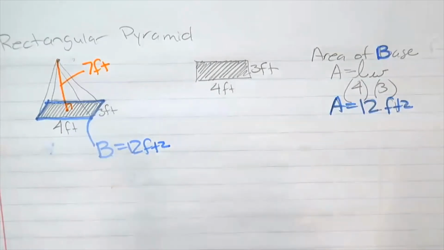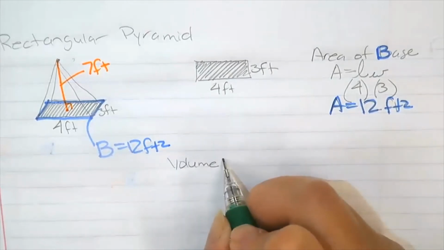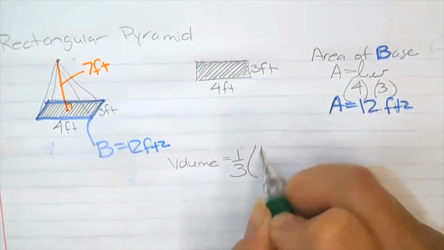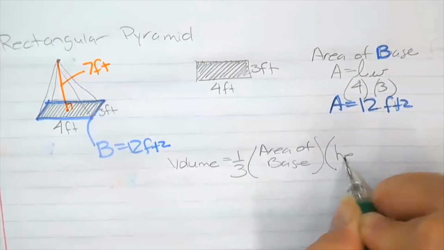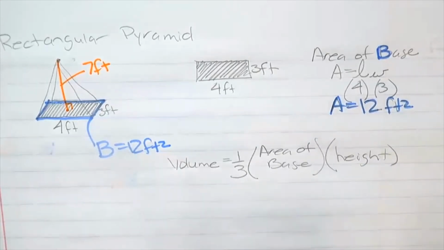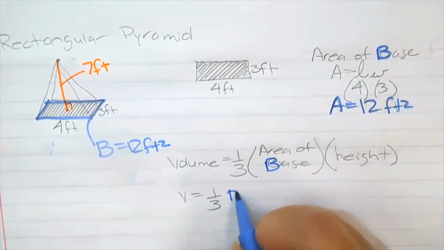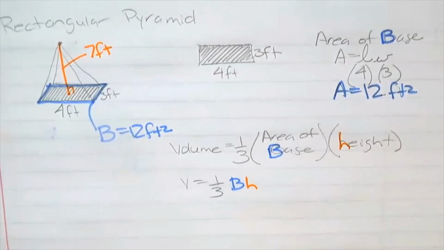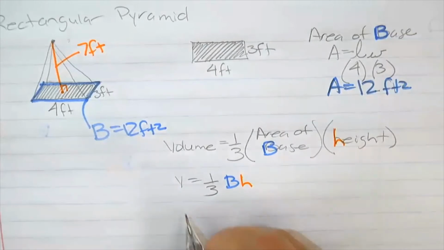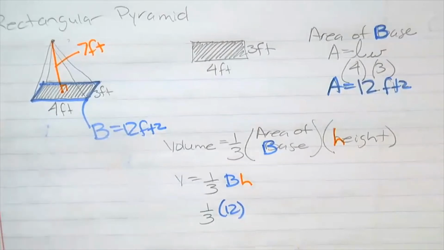Now I can find the volume because we know that volume is equal to 1/3 the area of the base times the height of the pyramid. So volume is equal to 1/3 the base times the height. So now it's substitution. 1/3, my base is 12, and my height is 7.